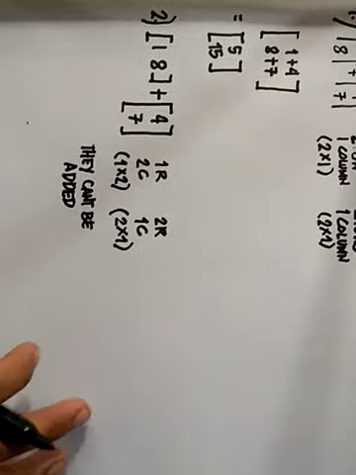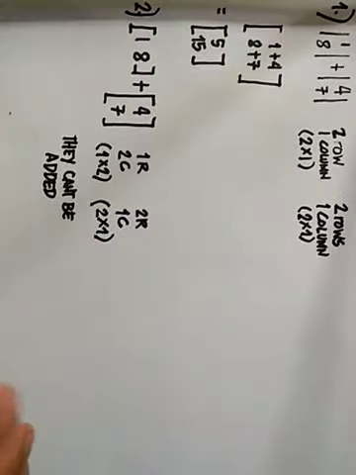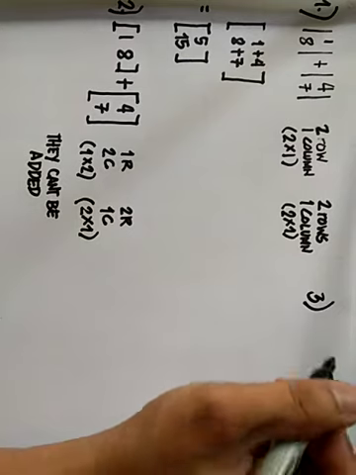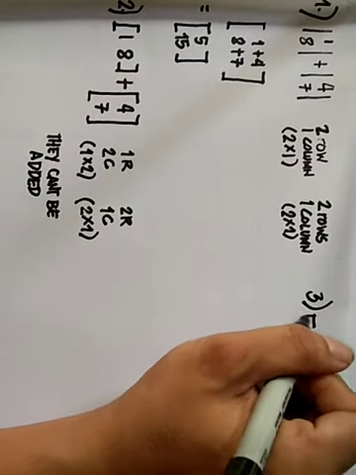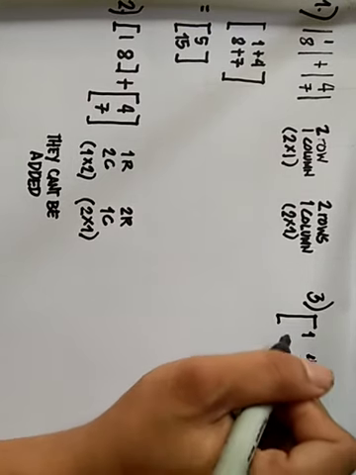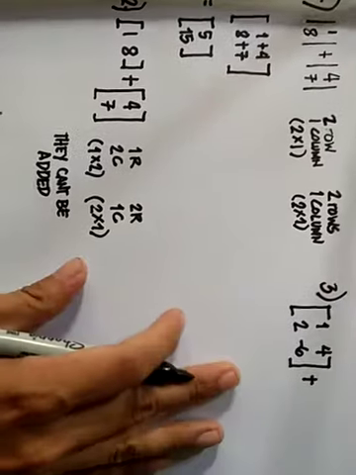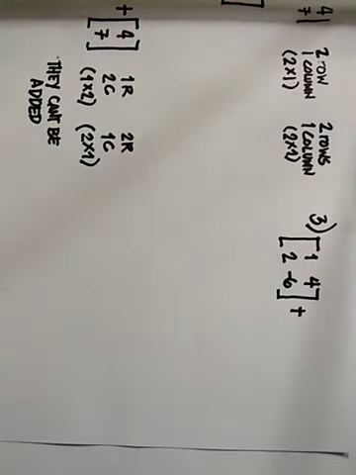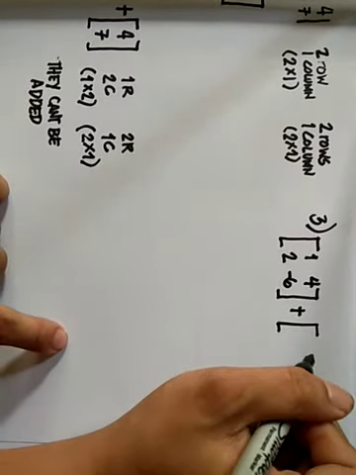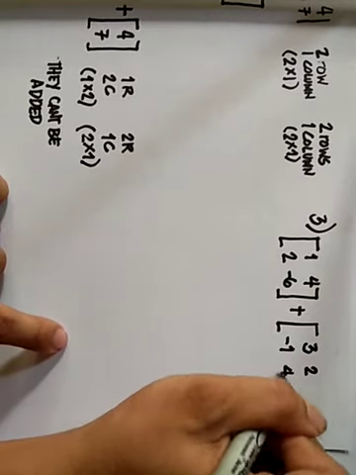Okay. Let's have yun yung 1 by 1 matrix. So next example natin, let's have yung 2 by 2. For example, we have 1, 4, 2, negative 6 plus, let's say we add 3, 2, negative 1, and then 4.